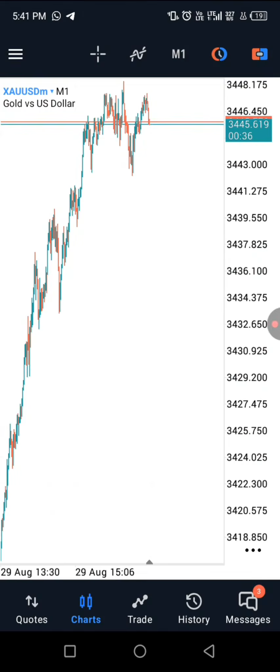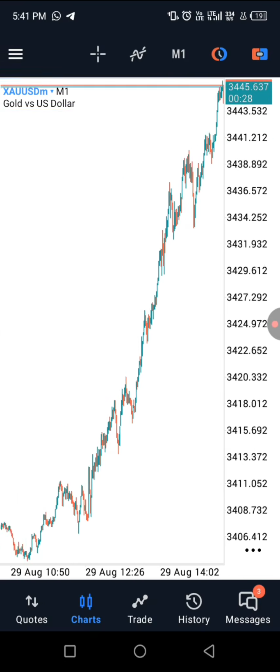I love trading gold very well. Of recent, I've been trading more of gold, and we've been seeing very smooth and very beautiful price action.